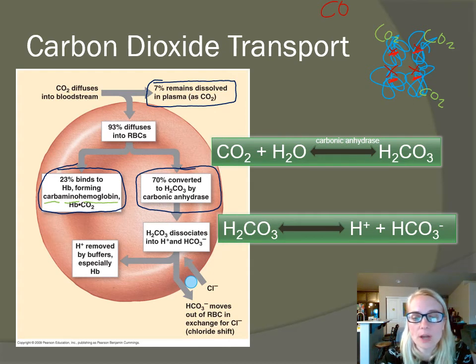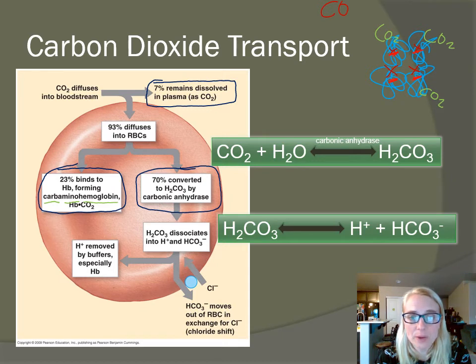So both of the first two things are pretty straightforward. That 7% stays as carbon dioxide dissolved in the blood plasma. 23% is bound to the amino acid chains of the hemoglobin, carbaminohemoglobin. The other 70%, this is where it gets a little bit trickier.